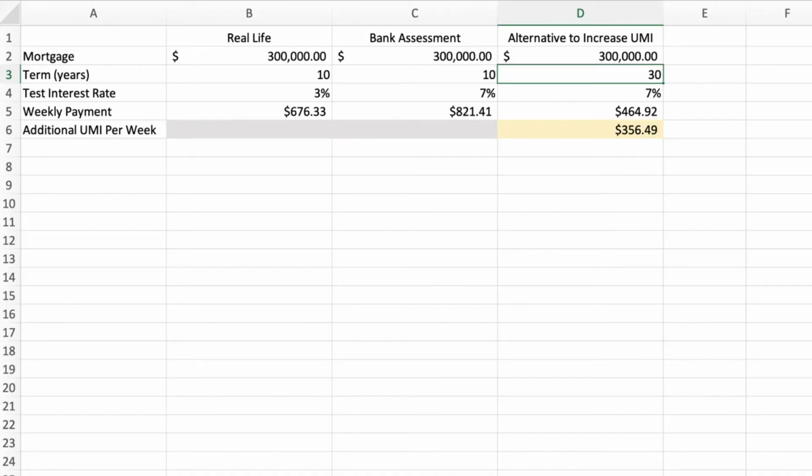Now, if that person were to extend the mortgage term out to 30 years, for example, that brings back their committed monthly payments down to $465 a week.